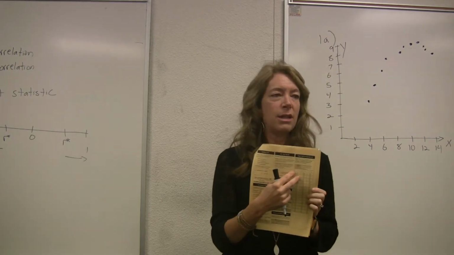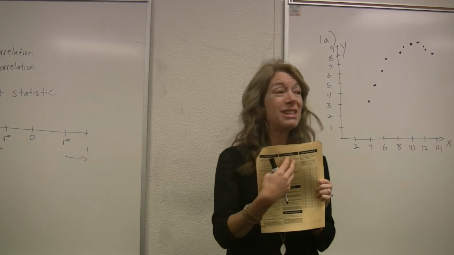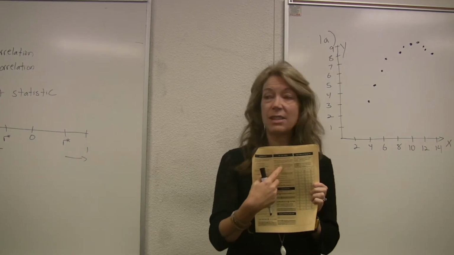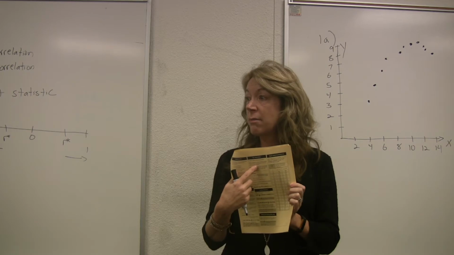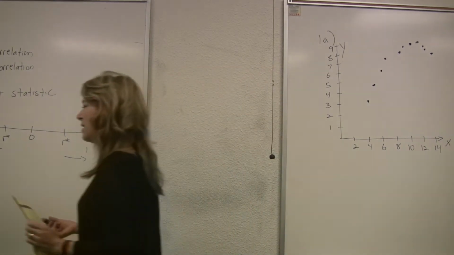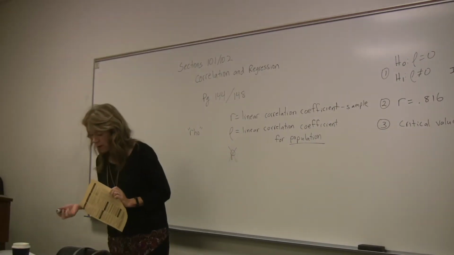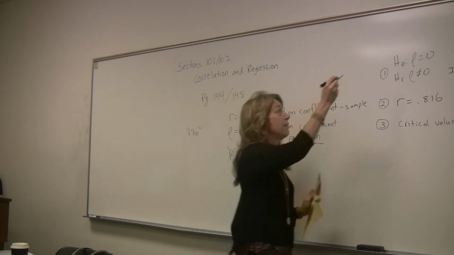All we need to know is our sample size, which is not degrees of freedom in this case. See how it just says N? Our sample size, and we need to know our significance level. Did this problem tell me a significance level? Yeah, 0.01. Again, I forgot to write it down.